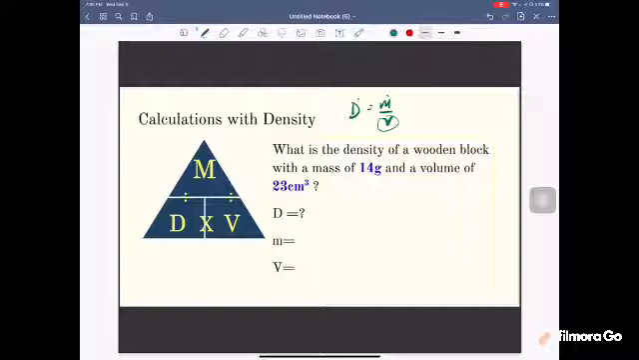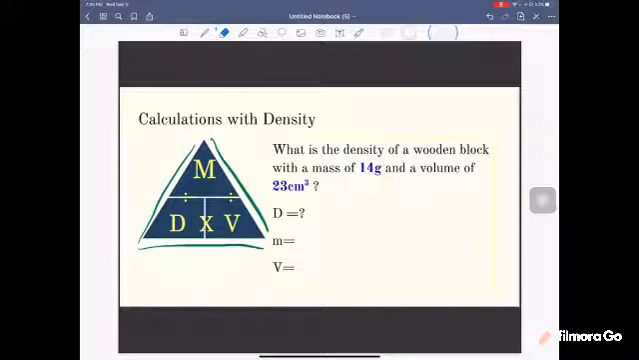So this is a lovely trick, mnemonic device, if you want to call it that, to be able to, in the future, figure out what the equation is without having to memorize how to actually manipulate the density equation to solve for something else. Right now, we're not worried about solving for mass or volume. What I want to do is solve for density. So these are the kind of questions you're going to see.